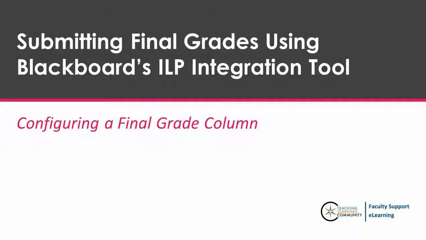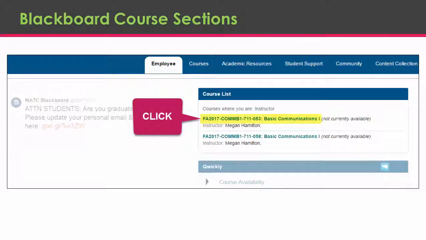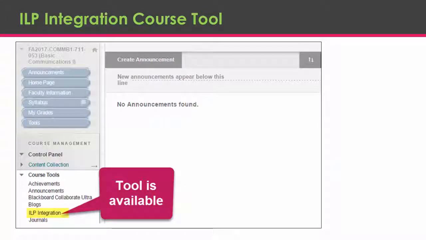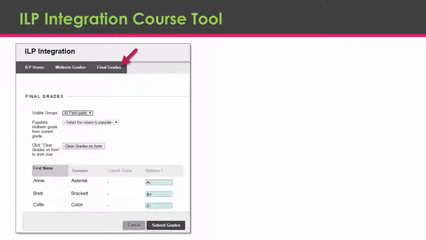Submitting final grades using Blackboard's ILP Integration tool. Configuring a final grade column. When the registrar opens the grading period, faculty may submit a final grade through a special tool located within their course shells in Blackboard called ILP Integration. Through this tool, faculty can post final grades from Blackboard to InfoOnline.